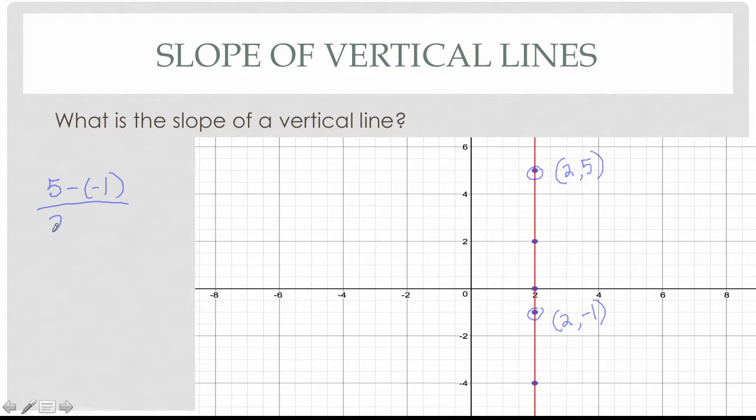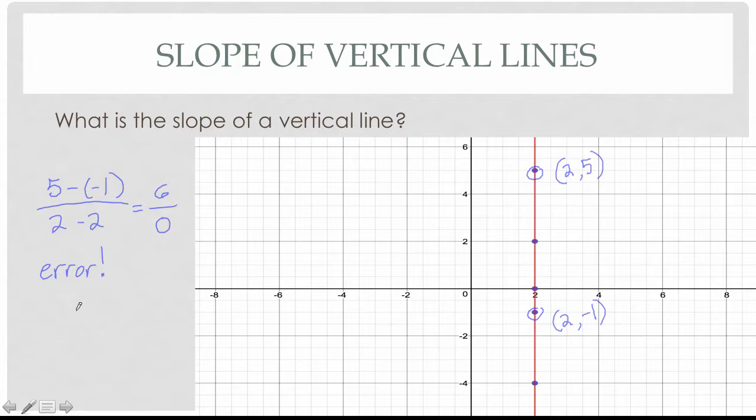Subtract my x values, 2 minus 2, and I get 6/0. So what is going on there? Well, this is not equal to 0. If you take 6 divided by 0 and you put it in your calculator, you get an error. You cannot take a number and divide by 0. It is one of those laws of mathematics that you just cannot do.